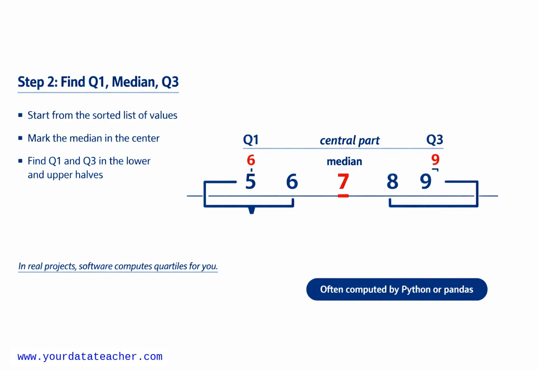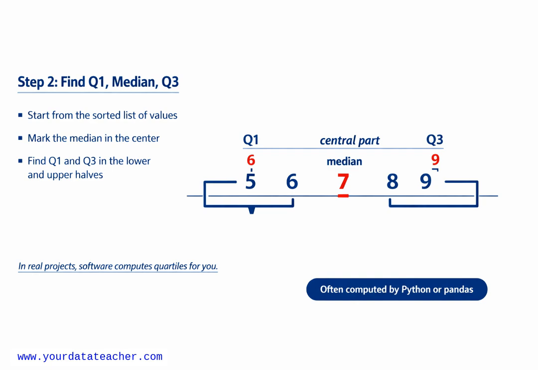The lower half is 5, 6, 6. The middle value of this lower half is 6. That value is Q1, the first quartile. The upper half is 8, 9, 30. The middle value of this upper half is 9. That value is Q3, the third quartile. So for this example, Q1 is 6, the median is 7, and Q3 is 9.